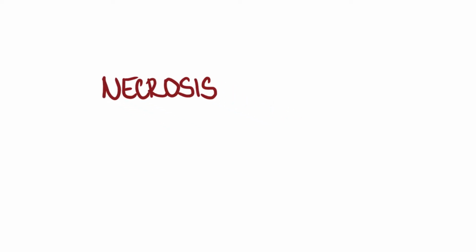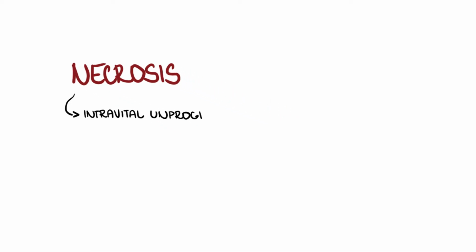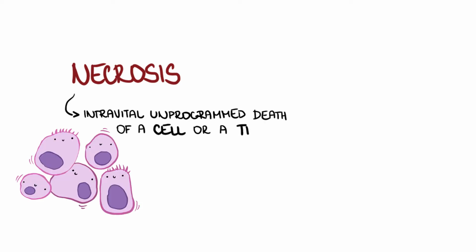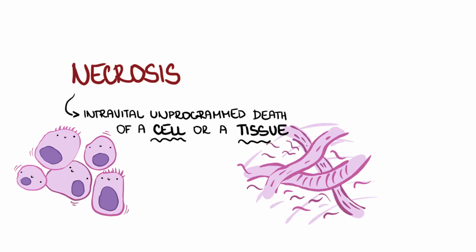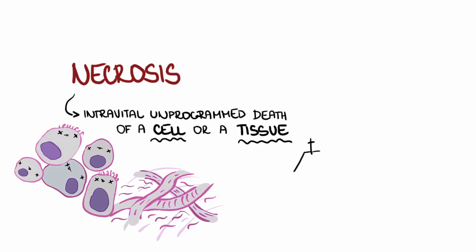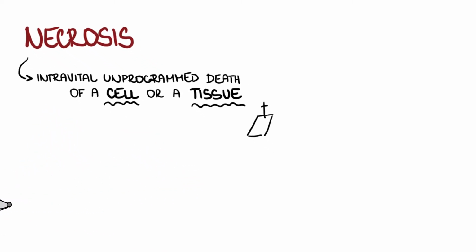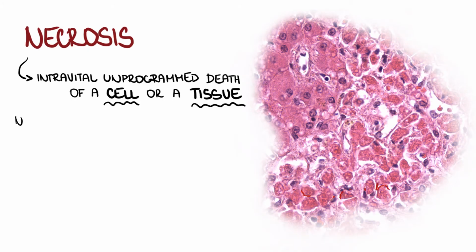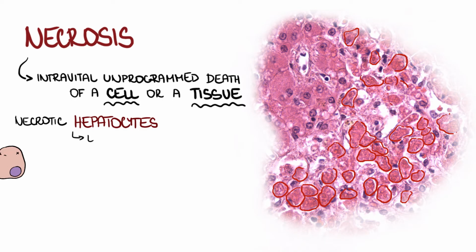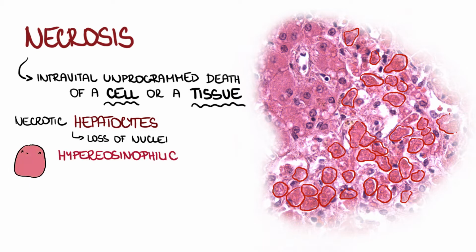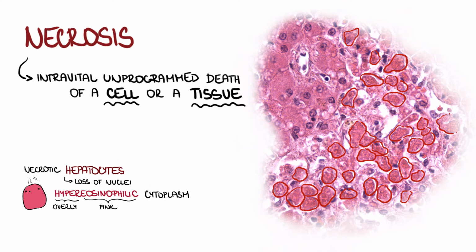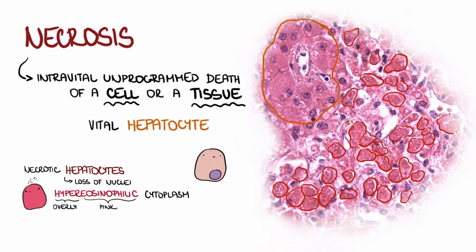Necrosis is defined as an intravital, unprogrammed death of a cell or a tissue. Basically, cells or a tissue unintentionally die, while the organism is still alive. In the picture, you can see a group of necrotic hepatocytes with loss of nuclei and smudgy hypereosinophilic, meaning overly pink cytoplasm. Close to them, there is a cluster of vital hepatocytes with preserved nuclei.